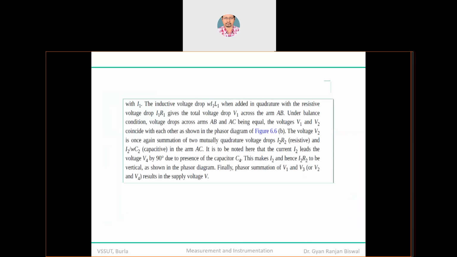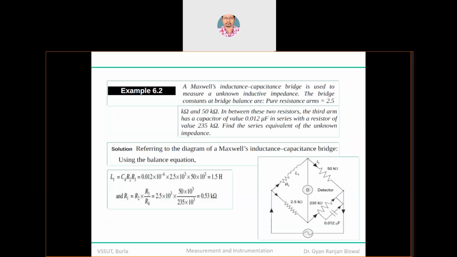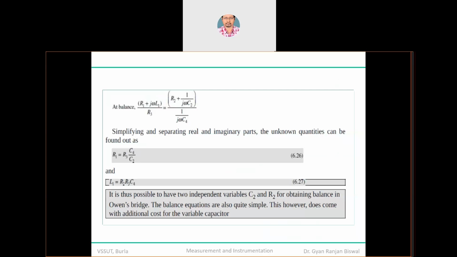Remember that you are using one variable capacitor, so it will definitely cost a little more, but not as much as when you use the standard capacitors and standard inductors in the case of the Maxwell inductance bridge. Obviously, the Owen's bridge is much more cost effective as compared to the Maxwell bridge, at least.